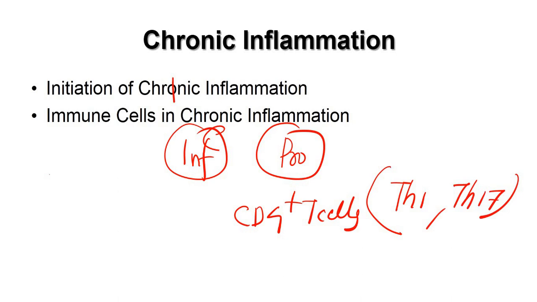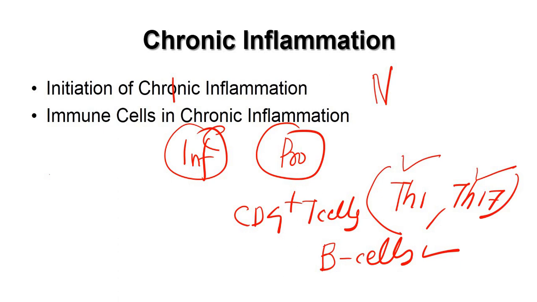Apart from that, you also have the involvement of B cells. So which are the cells involved? One is CD4 positive T cells. Which CD4 positive T cells? Both variants, Th1 and Th17. Along with that, even the B cells are also involved in chronic inflammation. Then there is involvement of what we have seen in acute inflammation. You also have involvement of neutrophils.